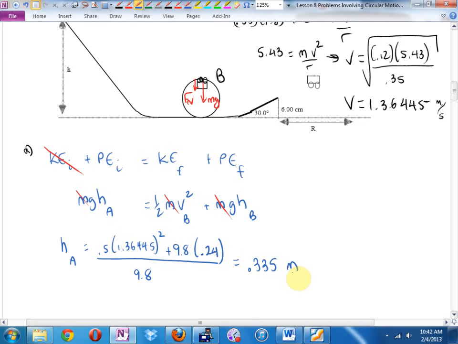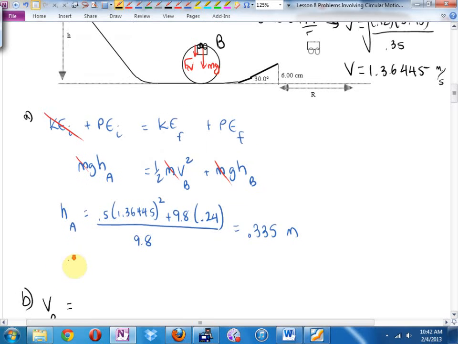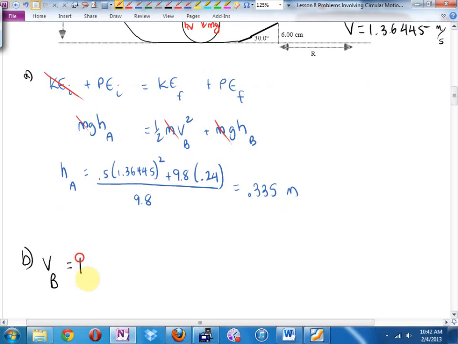What does B want us to find? We already did. That's really 1.36445, 1.36. We had to do that to get A. Right?